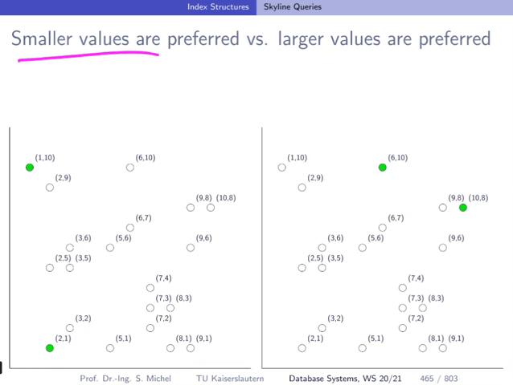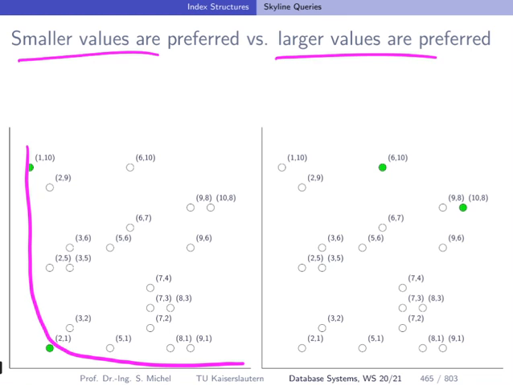If you're looking at smaller values preferred, then the skyline has a shape like this. If you're looking at larger numbers preferred, the skyline has a shape like this. So you see here, of course, this should be going through the green points, right? So you see that here we have the same situation. Now 6, 10 is dominating 1, 10. 10 is the same, well, but 6 is strictly better, larger than 1. So we can eliminate this. And of course, here for these ones, it's even more obvious to see that they are dominated by these green points.